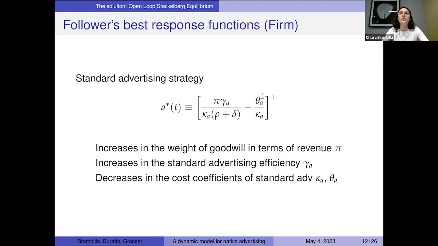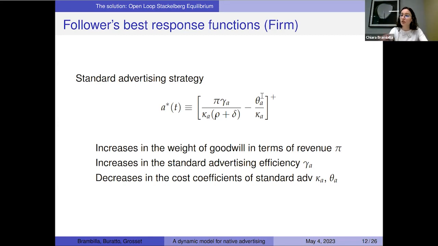For instance, for what concerns gamma A, what we can see is that the higher this efficiency of standard advertising gamma A in the goodwill evolution, the higher the goodwill is going to be. And also higher is going to be the revenue given by goodwill in the firm profit. So of course, IR is going to be the investment for standard advertising. And this standard advertising strategy decreases in the cost coefficients KA and theta A to publish standard advertising. This makes sense because the higher the cost to publish standard advertising, the lower the investment.